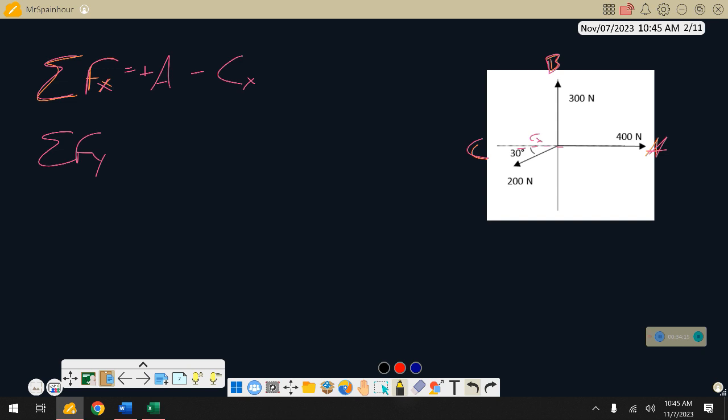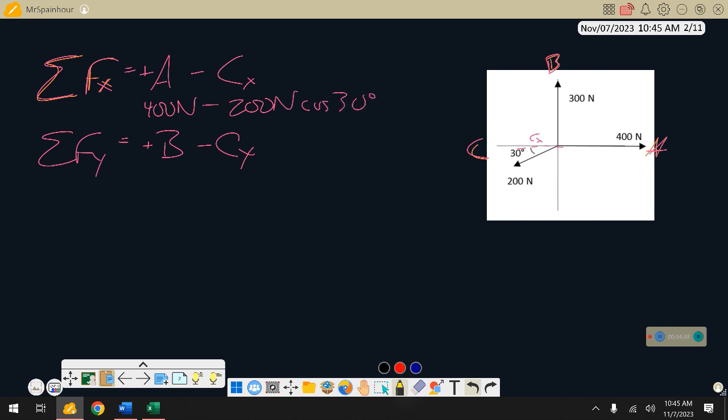All right. What do we got? What should this look like? Plus B minus Cy. Now, why is this helpful? Well, why it's helpful is that I just did what we did earlier, but a lot faster. What is this? This is 400 newtons minus 200 newtons cosine of 30.